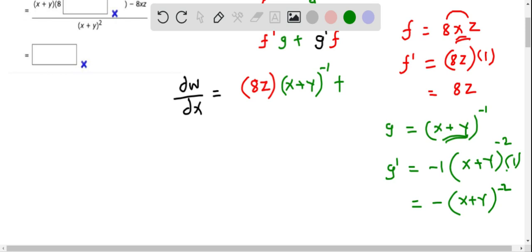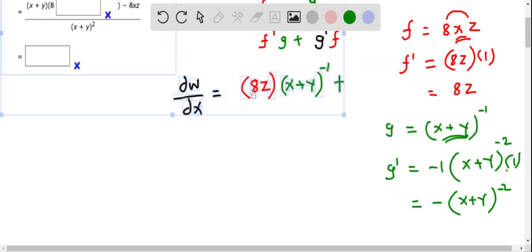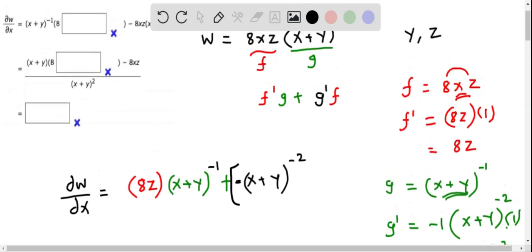So I'm going to write down here, minus 1. We had a minus 1 here, plus (x plus y) raised to the power of minus 2. We have a negative here. I can put a bracket here, and then multiplied with f. f is 8xz. So I write down 8xz.